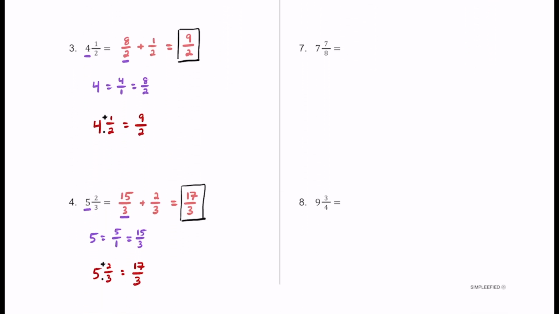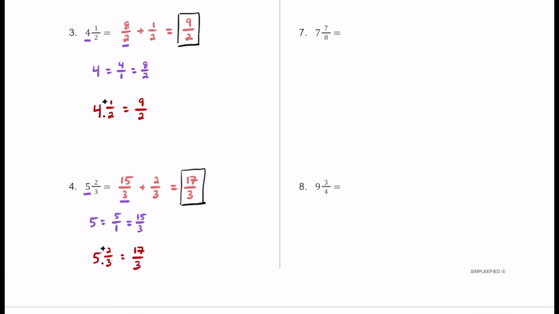For number 7, we have 7 and 7/8. Okay, so how do we rewrite the number 7 in terms of eighths? Well, 7 times 8, that's going to be 56. So 7 is the same thing as 56 over 8, and that makes sense because 56 divided by 8 is 7. So we have 56/8 plus 7 more eighths. That should be a total of how many? That should be 63/8. All right, so this would be the final improper fraction version.